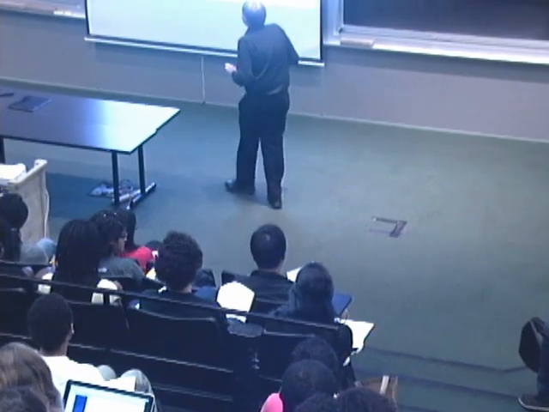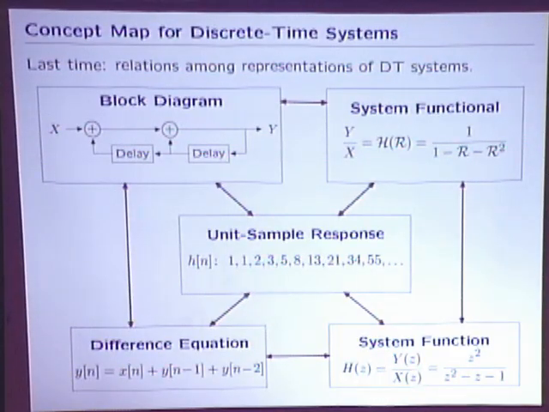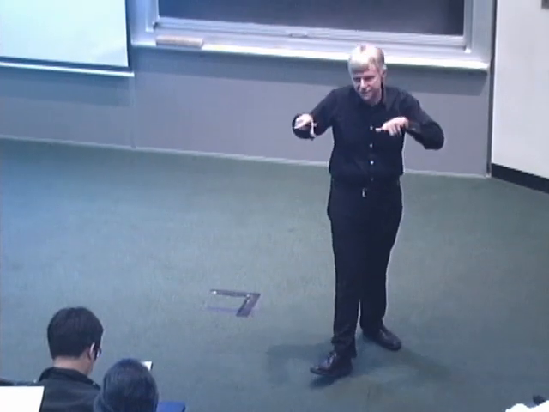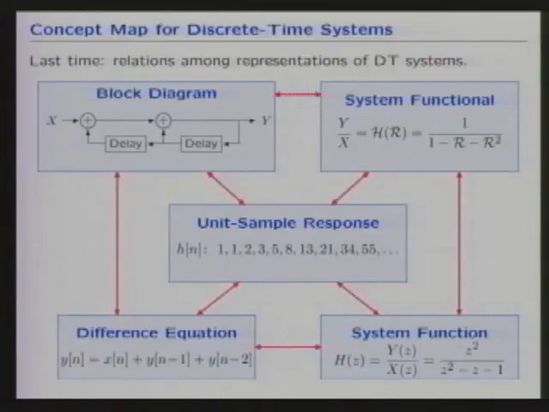So today, the idea is to think about CT systems in exactly the same way that we thought about DT systems last time. For the past couple weeks, we've been looking at many representations of both CT and DT systems. Last lecture, we made a picture of a bunch of different ways to think about DT systems, and we tried to think about relations between them.